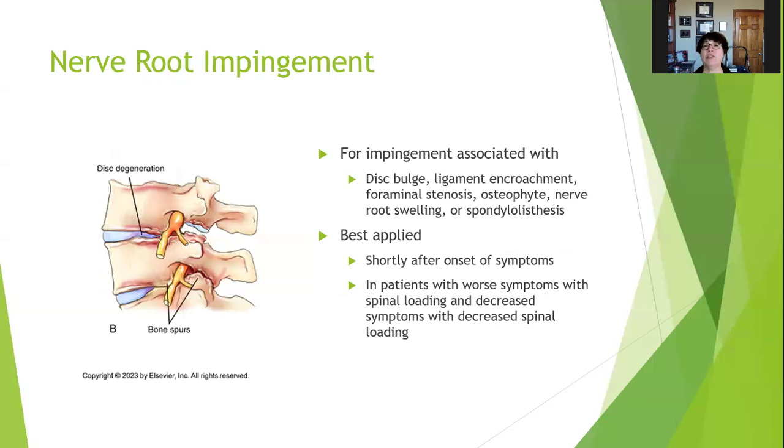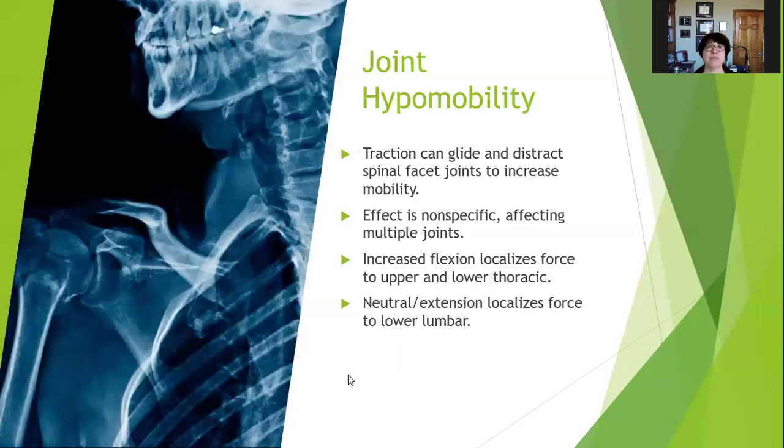So nerve root impingement associated with disc bulge, ligament encroachment, foraminal stenosis, osteophytes, nerve root swelling, or spondylolisthesis can be helped by mechanical or manual traction. It's best applied shortly after the onset of symptoms. In patients who get worse symptoms with spinal loading and decreased symptoms with decreased spinal loading, they usually respond well to traction, and that kind of makes sense, right? Traction sort of unloading the joints a little bit.